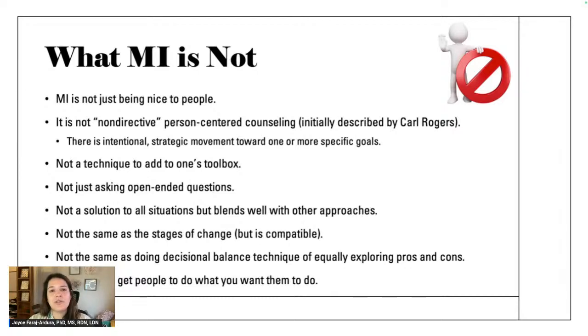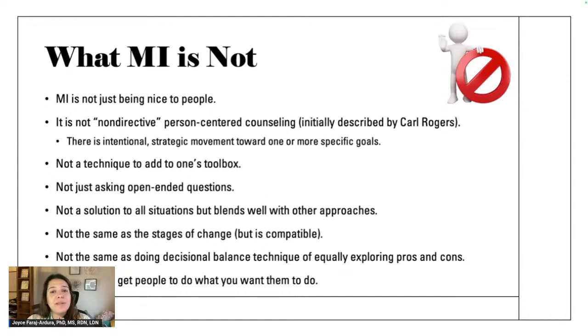It's asking questions that are going to strategically get your clients to express a desire, ability, reason, or need for wanting to change their behavior. So it is an evocative, directional type of questioning. It is not a solution to all situations, but it blends well with other approaches. A good example is MI blending well with CBT.